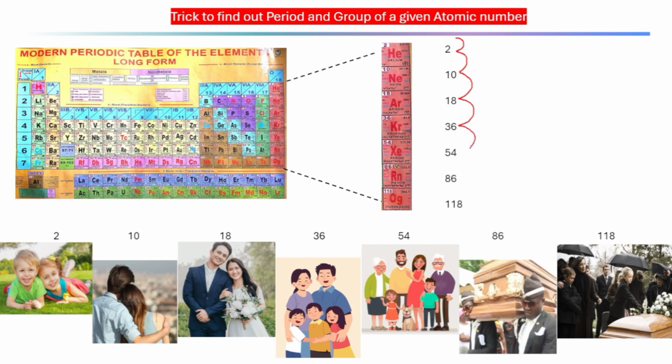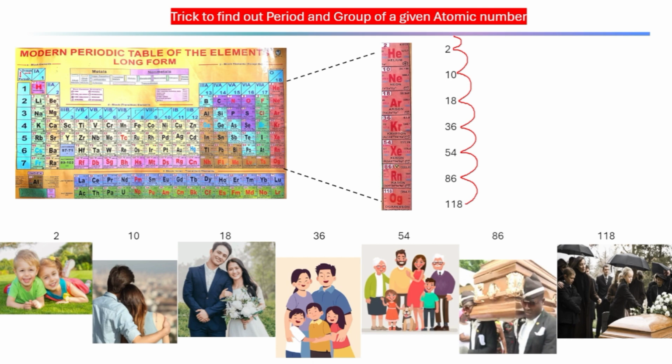From 37 to 54, those elements are in period 5. From 55 to 86, those elements are in period 6. And from 87 to 118, those elements are in period 7. So we have to remember these numbers. If you remember these numbers, we can easily find out the group and period.